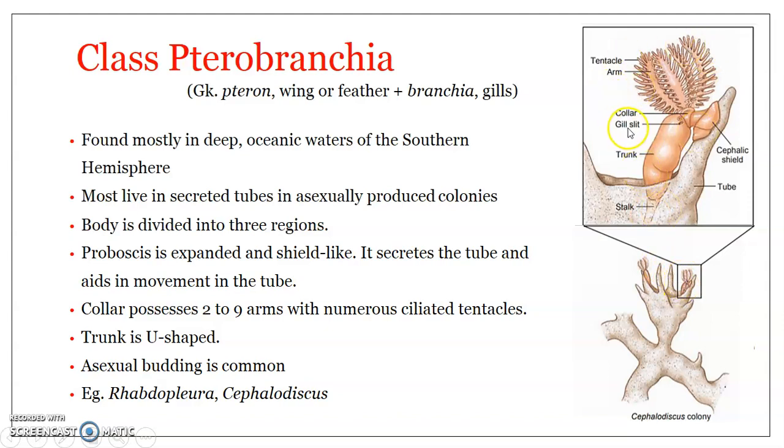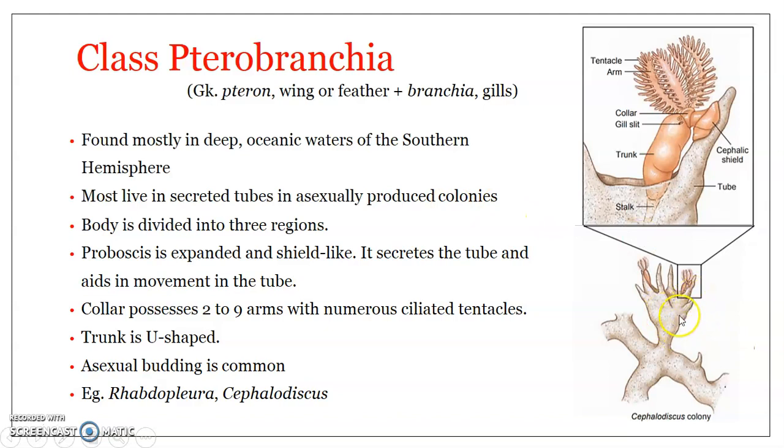Okay, so what are the features of Pterobranchia? As already mentioned, they are gregarious in nature, that is, they are usually found in groups or in colonial forms, living in secreted encasements called coenecia. Their body is short with a stalk for attachment. You can see here the stalk, which helps in attaching onto the surface where they are usually found. They are found mostly in deep oceanic waters of the southern hemisphere, and most live in secreted tubes in asexually reproducing colonies.